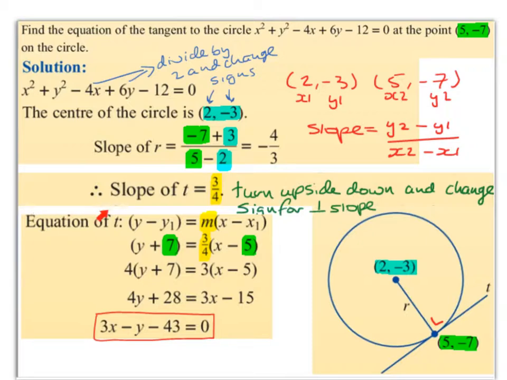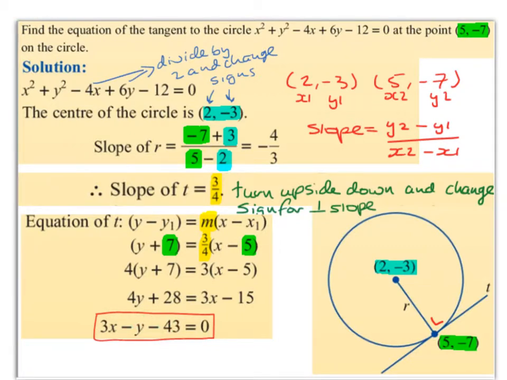So the equation of t, the tangent, is y minus y1 equals m times x minus x1. We're using the point 5, minus 7 for x1, y1. So we have y plus 7 equals 3 over 4 times x minus 5. So we swap the m for 3 over 4. That's the slope of the tangent. Then multiplying out and simplifying and everything on the left, we get 3x minus y minus 43 is equal to 0.